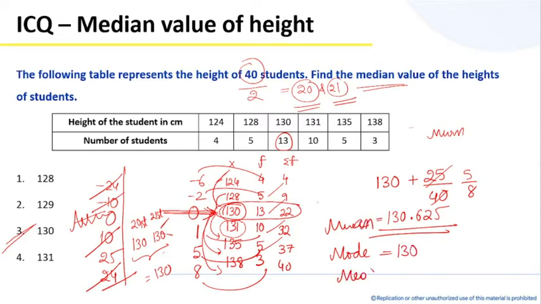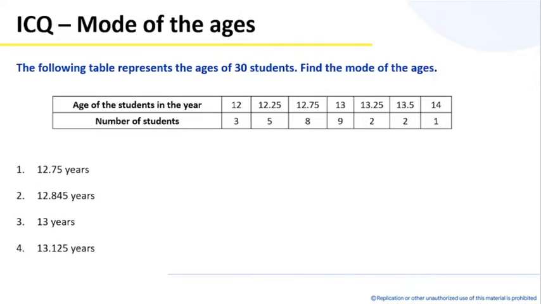Mean is going to be 130.625, and median is also how much? 130. Yes, that's good. Now let's look at another question for practice, then we'll move on to the different concepts. Quickly look at this and find the mode of these ages. It should not take much of your time, because I'm asking you to just calculate the mode. I've seen questions asking for the mean or median or mode of it. It should hardly take 30 seconds.